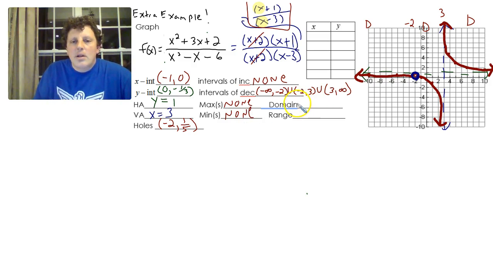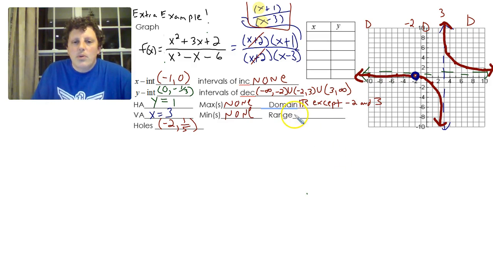All right, so limits on the domain. All real numbers except any x value of a hole is a limitation on the domain. So this hole has an x value of -2. That's a limit on the domain. Any vertical asymptote, limit on the domain. So not at -2 and not at +3. Those are the two places that x does not exist.